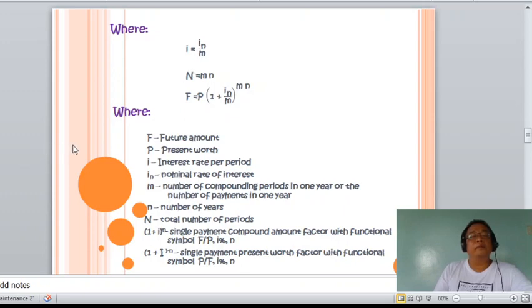N is the number of years, N is the total number of periods, and 1 plus I raised to N is sometimes called the single payment compound amount factor, with a functional symbol of P over F at I% and N interest periods. Okay?